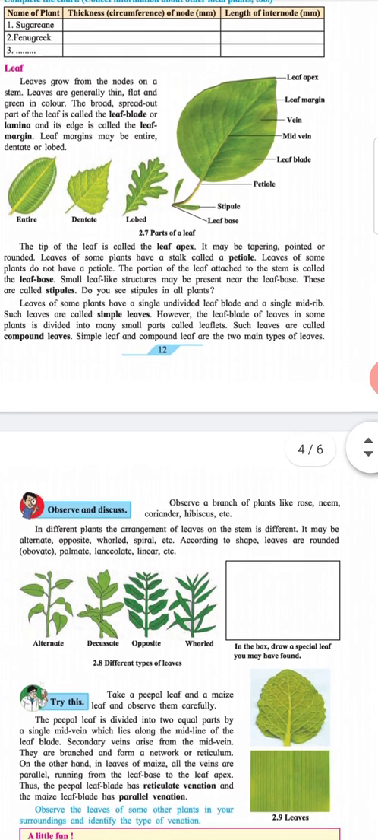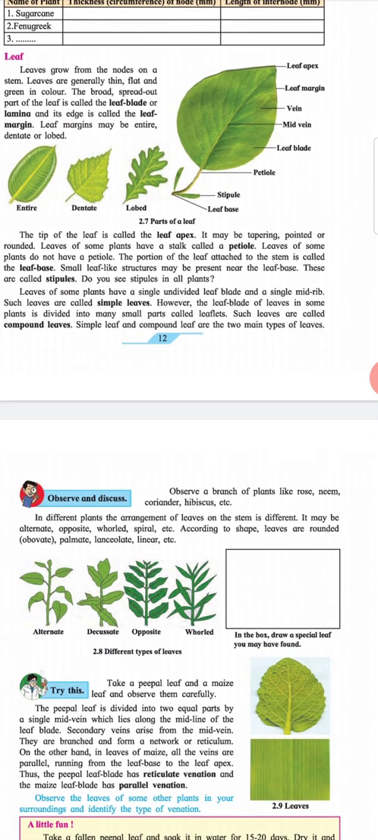The tip of the leaf is called the leaf apex. It may be tapering, pointed, or rounded. Leaves of some plants have a stalk called a petiole. Leaves of some plants do not have a petiole. The portion of the leaf attached to the stem is called the leaf base. Small leaf-like structures may be present near the leaf base. These are called stipules. Do you see stipules in all plants?